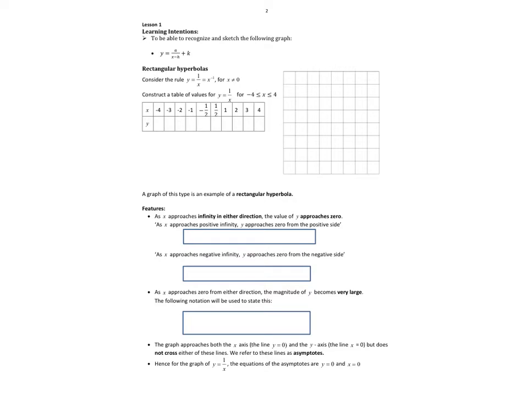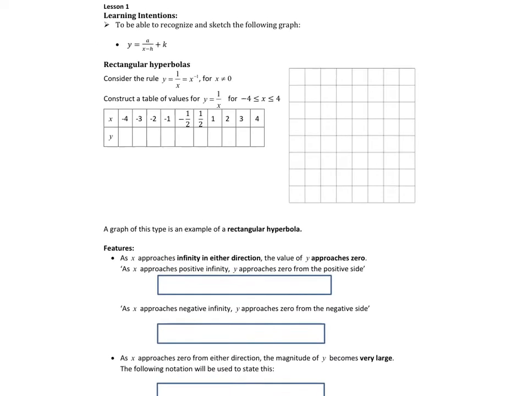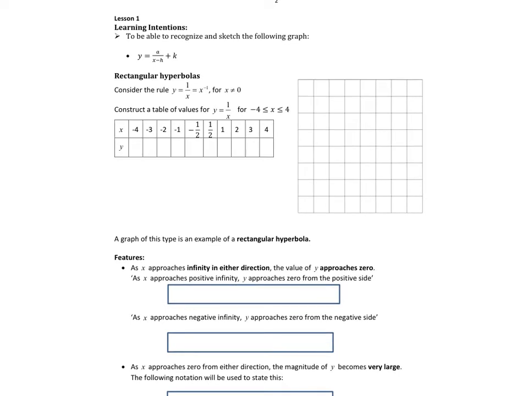So some of the key features of our graph here, let's plot points. If we plot some points, let's make it a bit bigger. I guess the first thing to realise is that 1 on x is the same as x to the power of minus 1. So there's our x to the minus 1. Let's start with 1 over 1. 1 over 1 is just 1. 1 over 2 is a half. 1 over 3 is a third. 1 over 4 is a quarter.